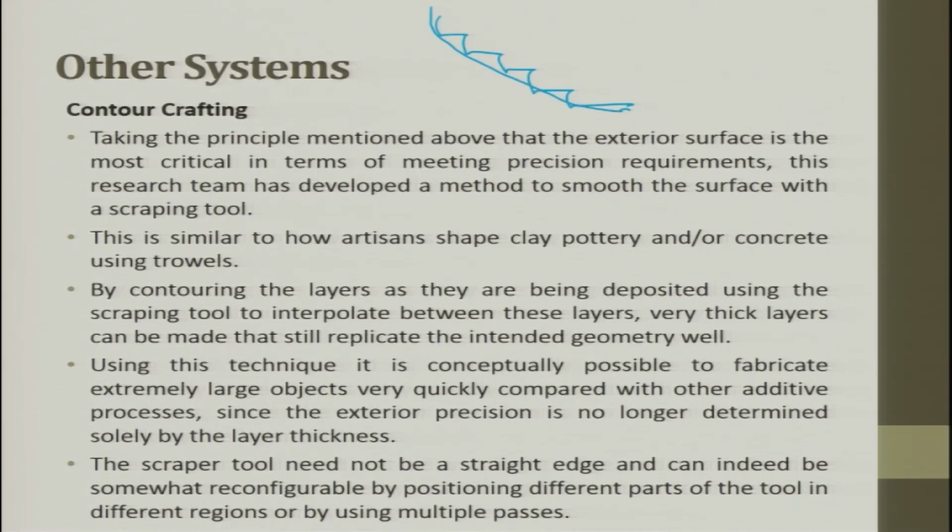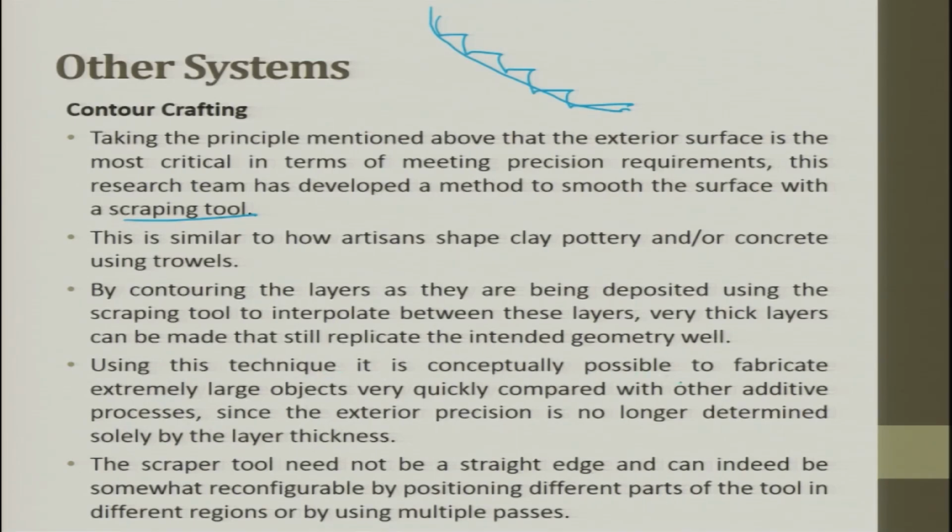So, what you do is you try to smoothen it by using a tool. Why? Because it is a polymer material. If I can play with the temperature, the scaffold or whatever is made is not rigid or solid. So, I just use a blade or a hot wire and then sweep it around, try to smoothen the surface. So, that is what is talked about as the scraping tool. This is similar to the use of trowels by artisans shaping clay pottery and concrete. By contouring the layers as they are being deposited, using the scraping tool to interpolate between these layers, very thick layers can be made that still replicate the intended geometry well.